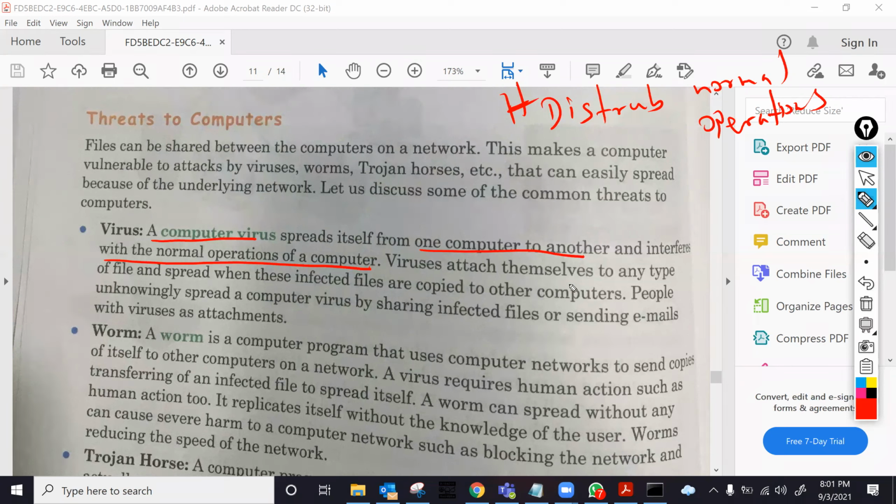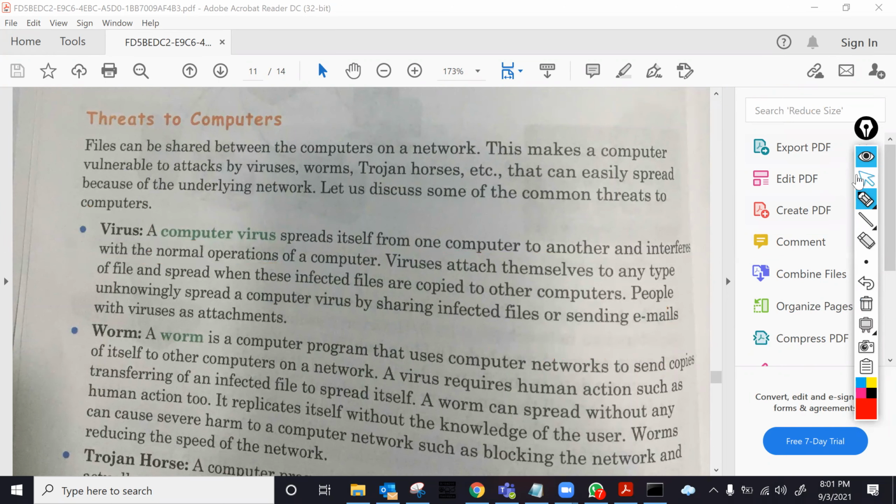So viruses attach themselves to any kind of file and spread when infected files are copied. People unknowingly spread computer viruses. There's another one: these viruses can spread over USB pen drives and by email. A lot of things happen, right? So that is the behavior of the virus, right?